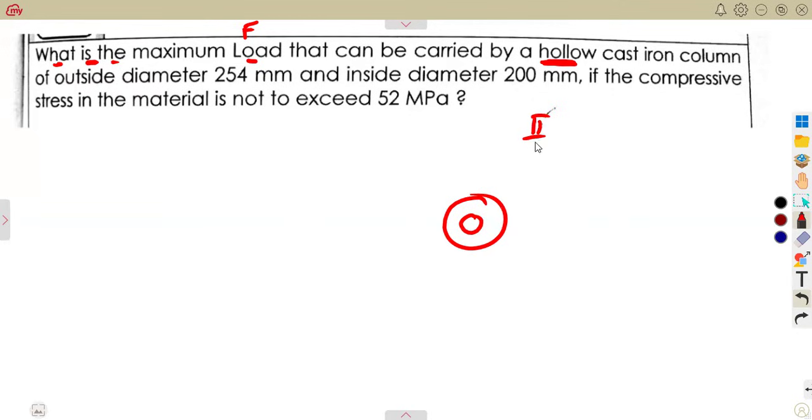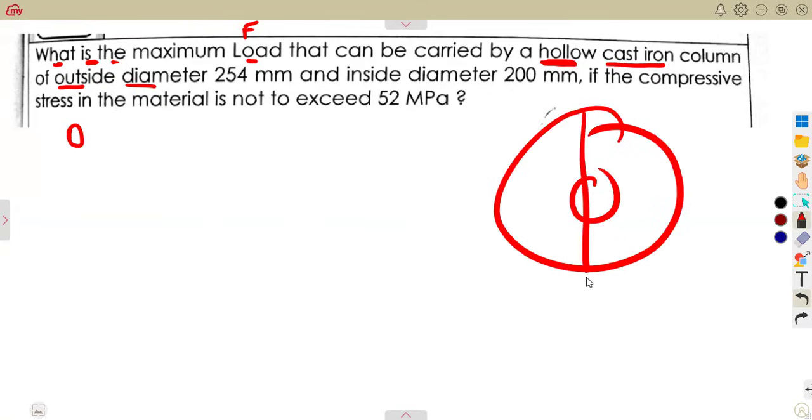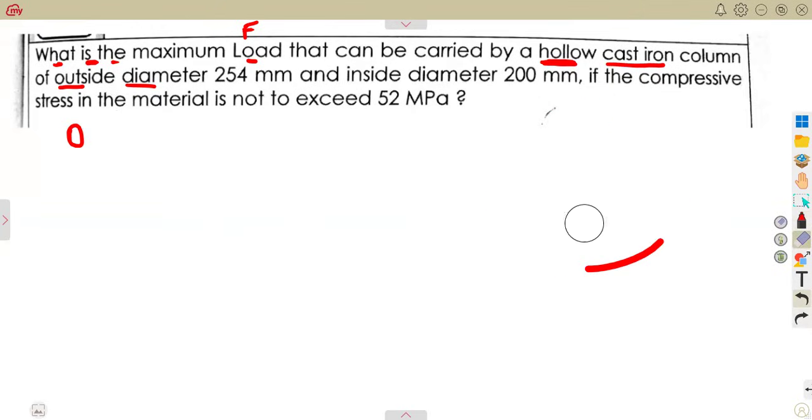When you're given this type of a hollow section, the area is going to be pi over 4 into D squared minus d squared, where D is the one for the outer circle, and this small letter d is the one for the inner circle. So this is the condition that you are having. They are giving us a hollow cast iron column of outside diameter. The outer diameter is the one that carries the capital D. The smaller one is the one that carries the small letter d. Okay? So that is the condition that you're given.